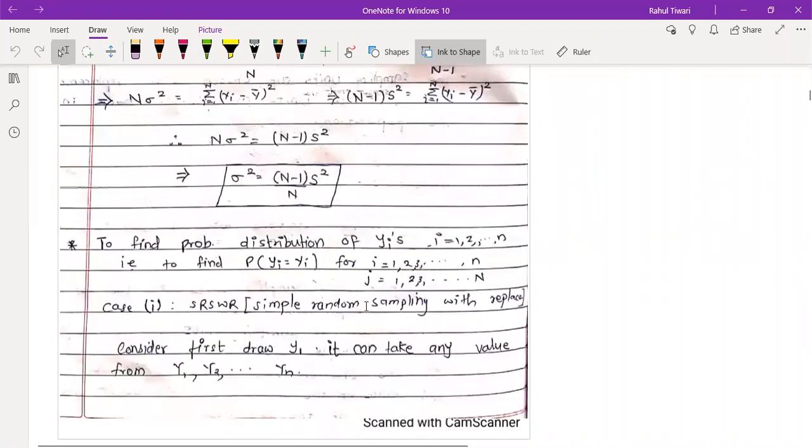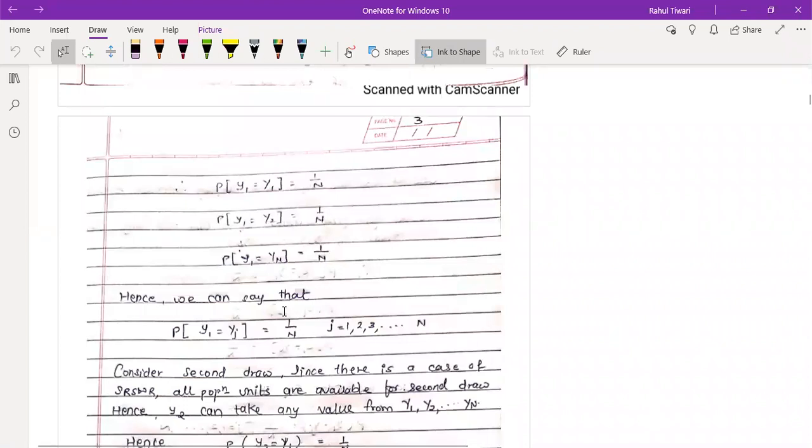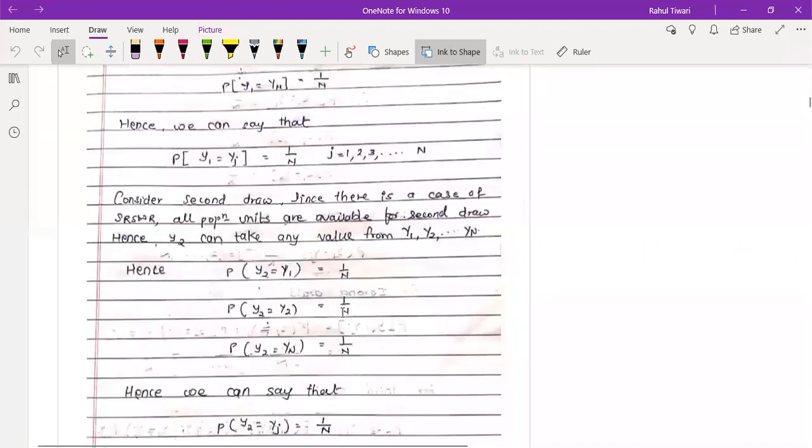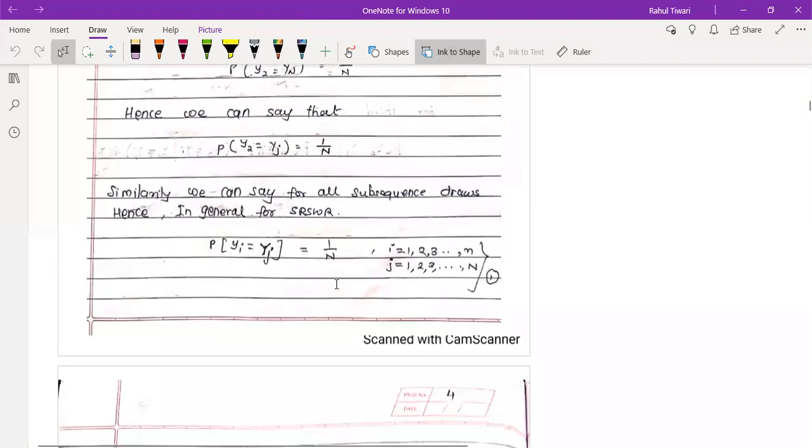Then the probability distribution of yi. If you are selecting any unit from the population, what will be its probability? We have shown that the probability is the same, 1 upon capital N, in both cases. Sometimes in the exam it is going to be asked for 5 marks: show that under SRSWR and WOR, the probability of drawing a unit from the population is 1 upon capital N. It's like a theorem. Straightforward questions will not be given to you; you have to understand how the questions can be asked.